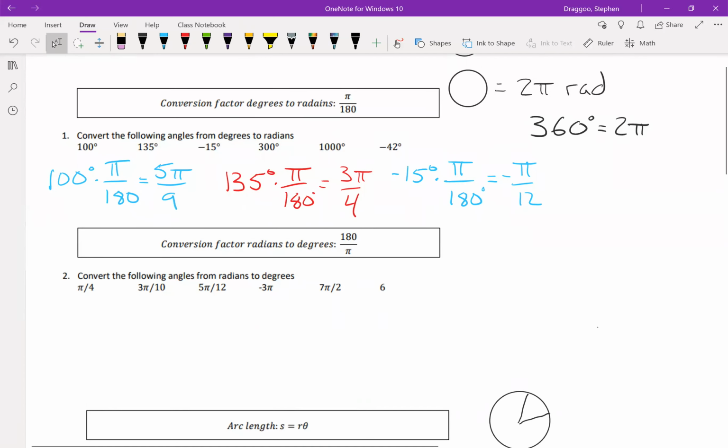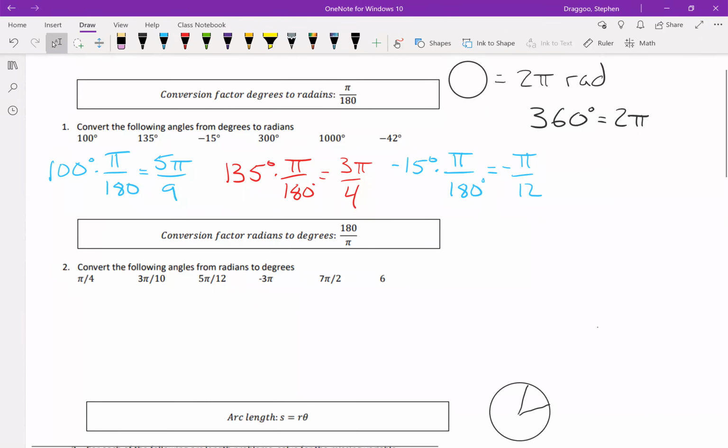All right, let's look at the reverse, converting from radians to degrees. This time around, I'll take pi over 4 and multiply that by 180 over pi. Those pi's will reduce with one another, meaning I'm just looking at the fraction 180 divided by 4, and that should come out to 45 degrees.